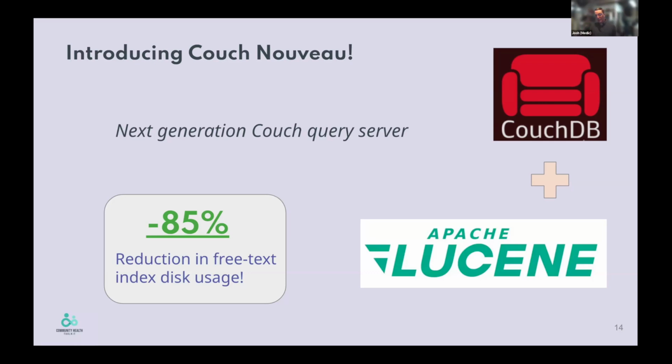And so as we were looking at this and trying to figure out what's the best way to reduce the size of these free text indexes while still being able to retain this functionality, this kind of became the obvious direction to move here. Let's pull in Couch Nouveau and build our free text searching off of that. We're in the process of doing this implementation right now.